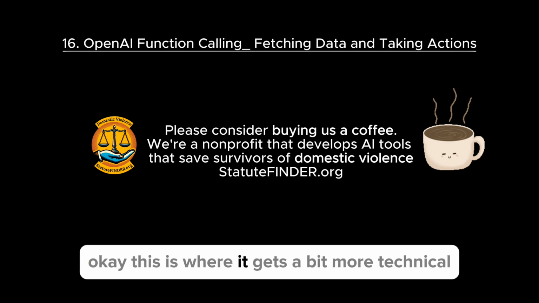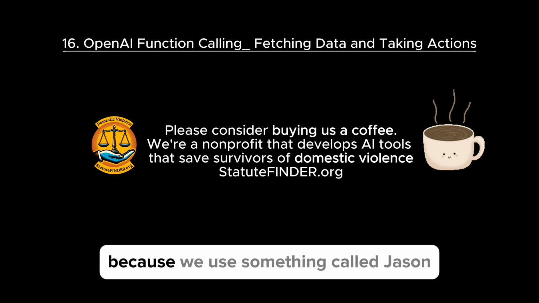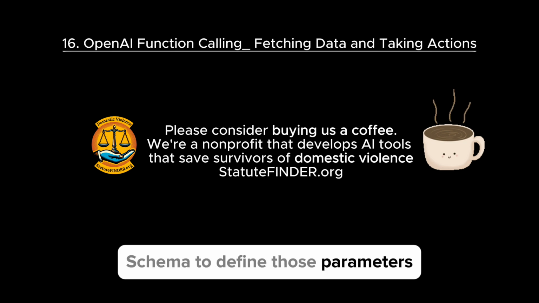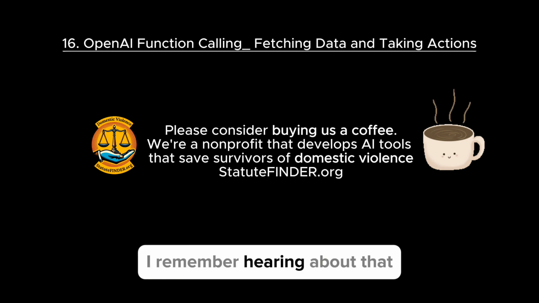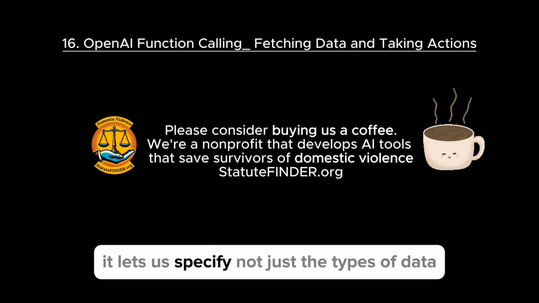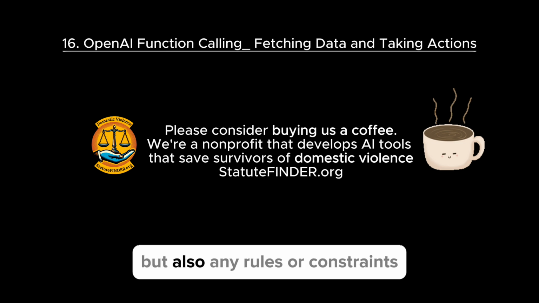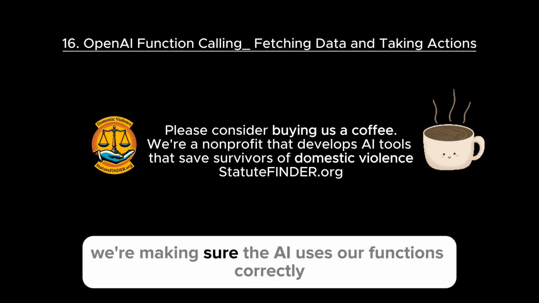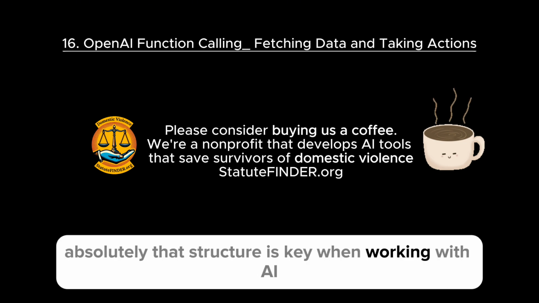This is where it gets a bit more technical because we use something called JSON schema to define those parameters. JSON schema. I remember hearing about that. It's a way to define the structure of data, right? You got it. It lets us specify not just the types of data, but also any rules or constraints. So it's like setting clear expectations for the AI. Exactly. We're making sure the AI uses our functions correctly. That structure is key when working with AI.